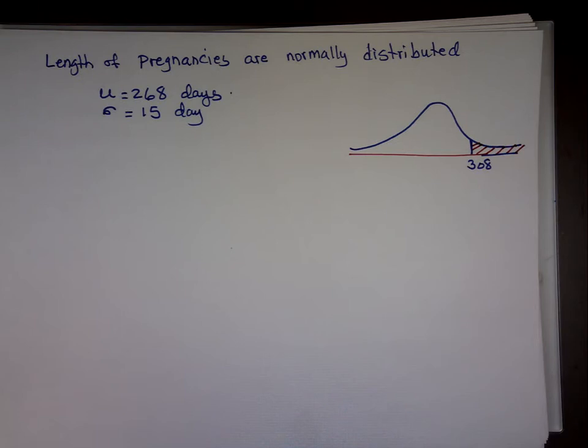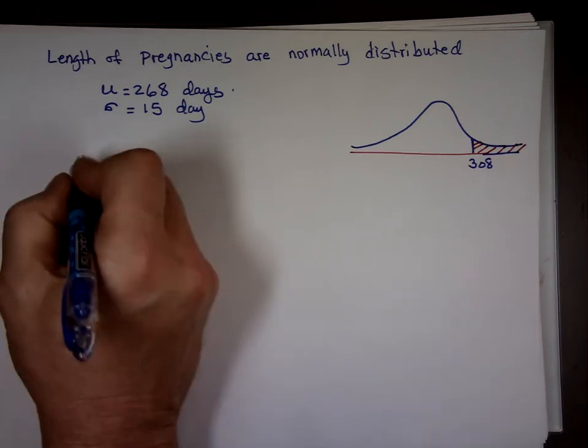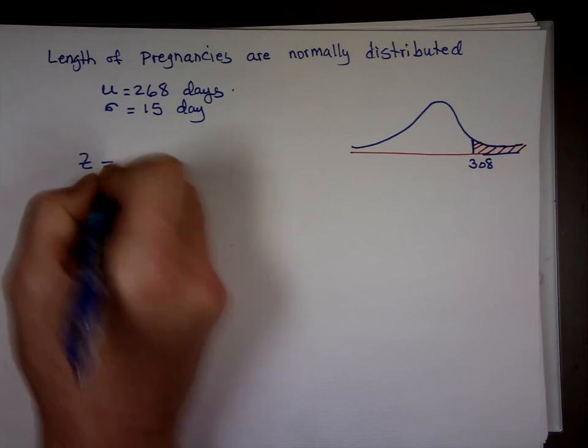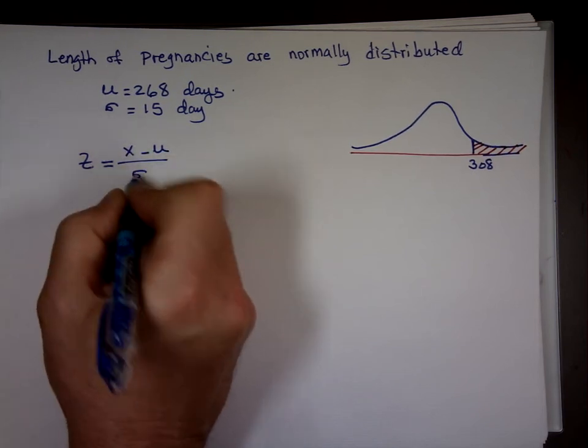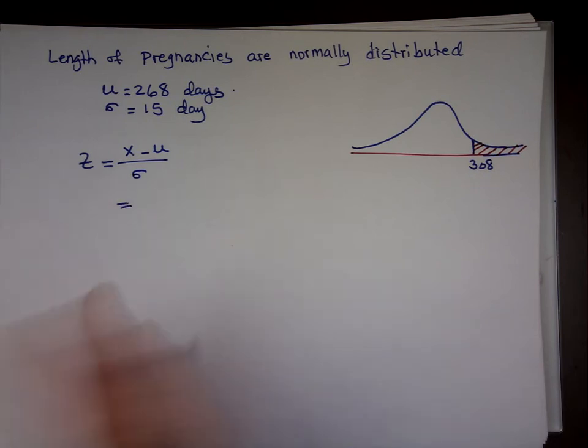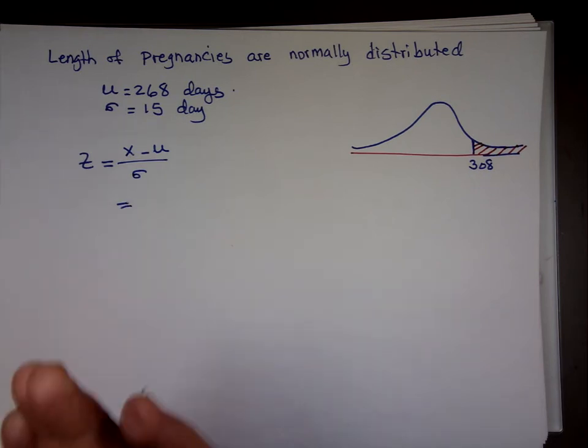Find the probability of a pregnancy lasting 308 days or longer. 308 days or longer, that means larger than that number, to the right of that. So I've got to find the z value first. Z equals what? X minus mu over sigma. Remember, if it's more than 2 standard deviations, that's really unusual. There's going to be more than 2 standard deviations.